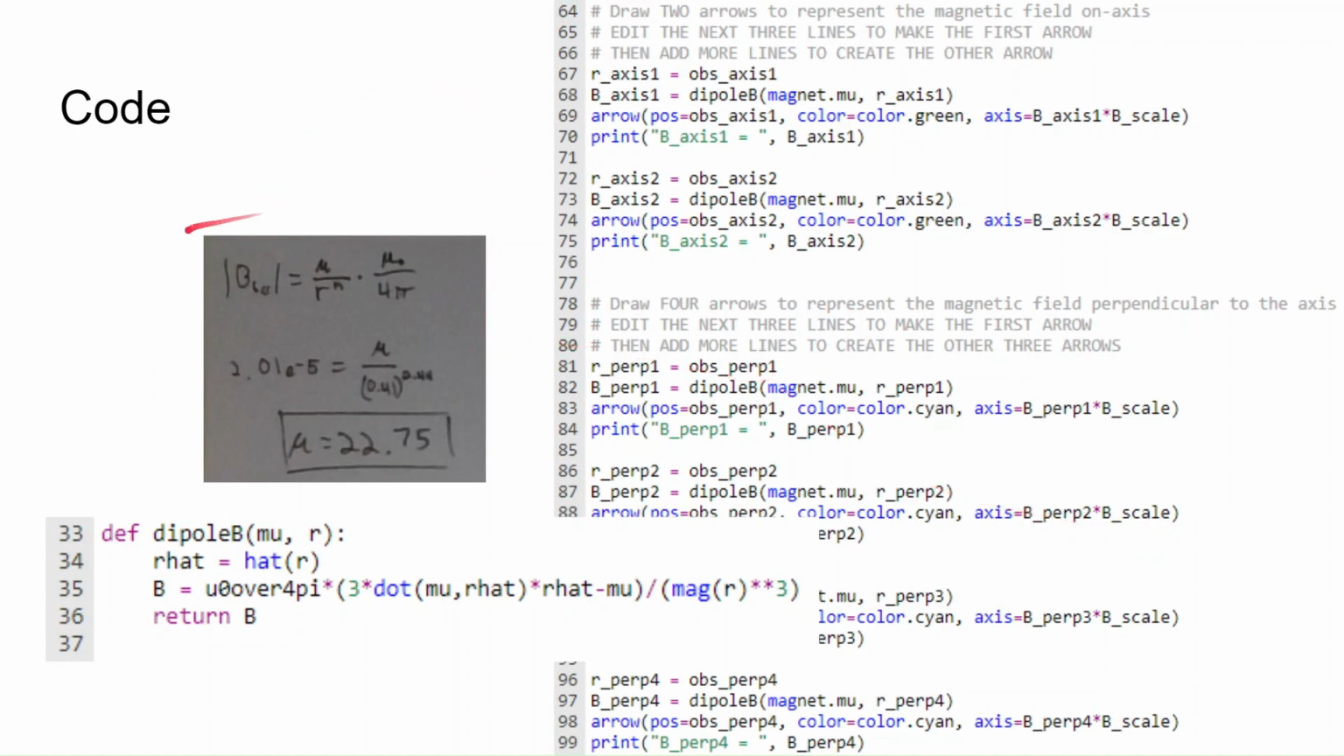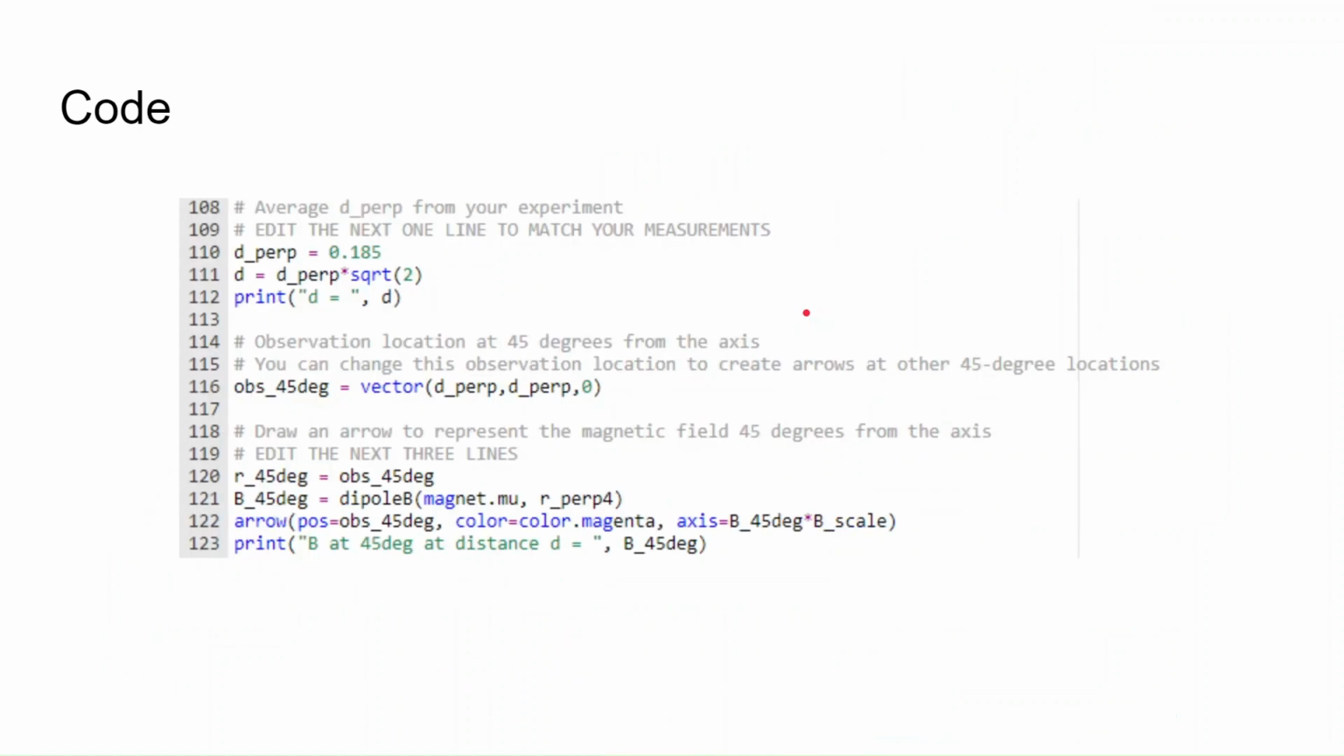On the code. Right here is the equation used to find the magnitude of mu. Down here is the first function. It takes in the vector mu and the vector r, and using the equation shown in the Canvas assignment, we determine the direction and magnitude of the magnetic field. This is covered up a little because it's repetitive, but this is the code written to display all of the arrows, where the direction of the r vector is defined earlier, and the direction of the B vector is based on this equation right here.